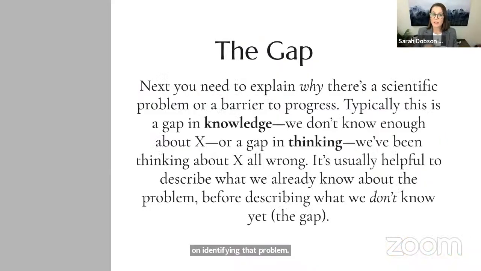Okay, next we have the gap. So next you need to explain why there's a scientific problem or a barrier to progress. Typically, this is a gap in knowledge. So we don't know enough about X, right?